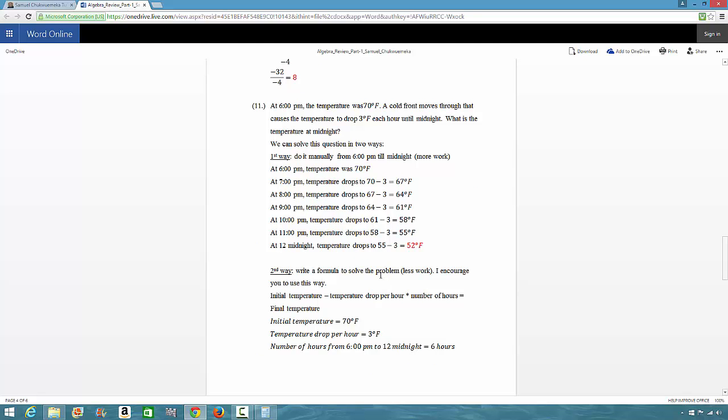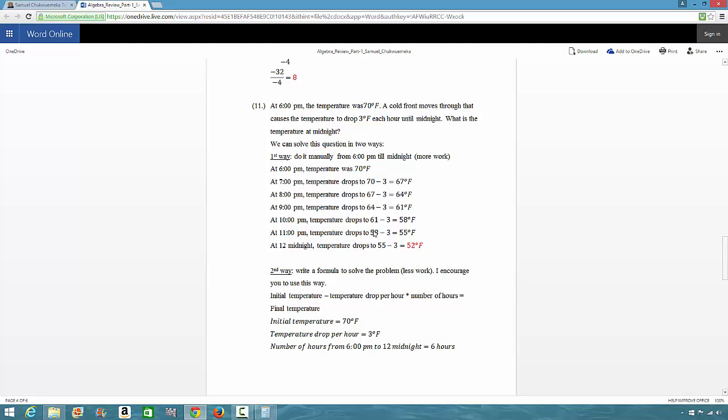Question 11. At 6 p.m., the temperature was 70 degrees Fahrenheit. A cold front moves through that causes the temperature to drop 3 degrees Fahrenheit each hour until midnight. What is the temperature at midnight? So we can solve this question two ways. We can solve it the long way, or we can solve it the short way. So which way do you really like? Do you like the long way or the short way?